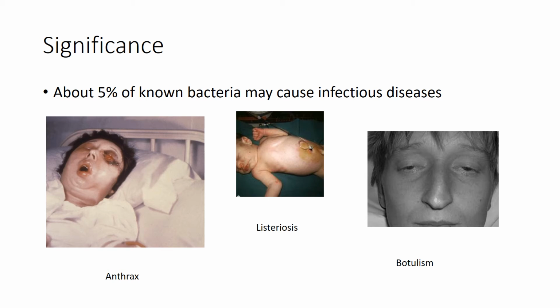And in the middle, you see a little child, probably newborn or maybe a few weeks of age, and this child has listeriosis. It's an infectious disease caused by a bacterium called Listeria monocytogenes. And the infection occurs in the mother's womb. And you see in this child, the affected area is the navel, belly button, and the surrounding skin.